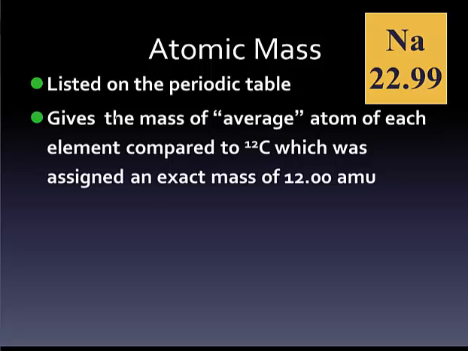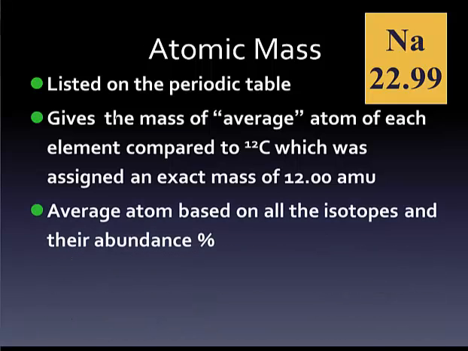So when we're looking at the number that we have there, first of all, it's an average mass compared to that of the carbon-12 atom, which was assigned an exact mass of 12.00 AMU. So the values that we're getting for that are relative. Now, the other thing we have to consider with average atomic mass that we didn't consider before is that we have to look at all of the isotopes, all of the variations of that element based on their numbers of neutrons and their abundance percentage. And their abundance percentage is an expression of how much of that element exists in nature.